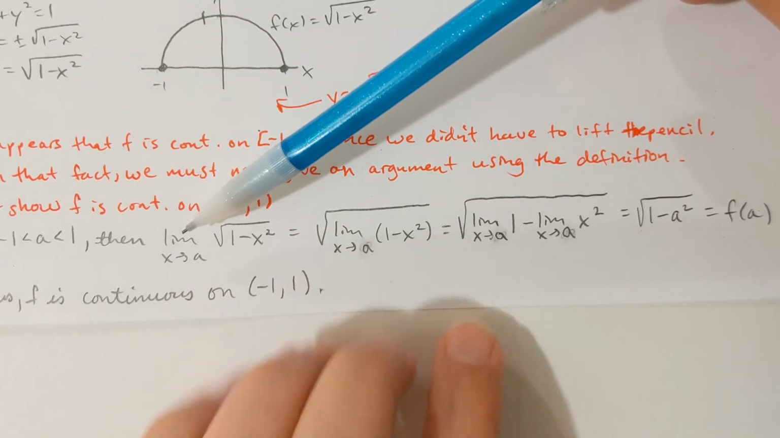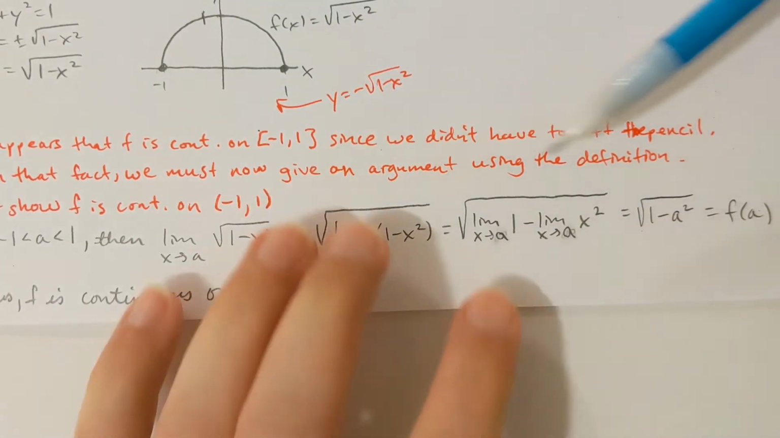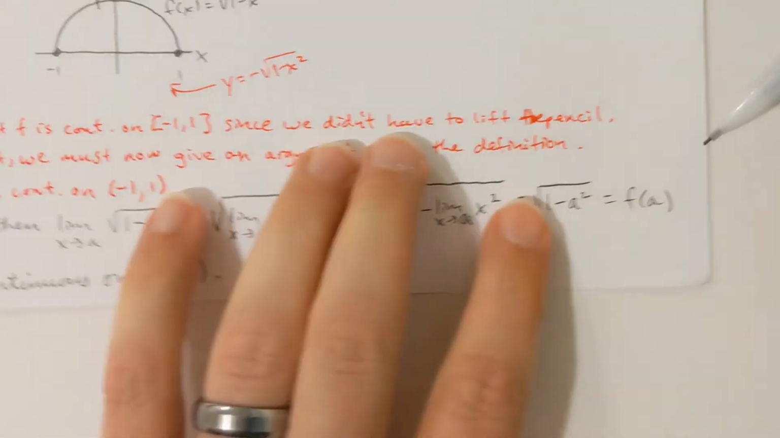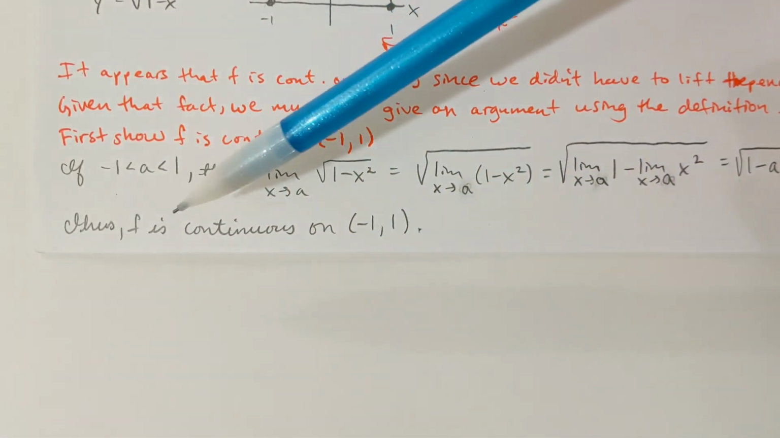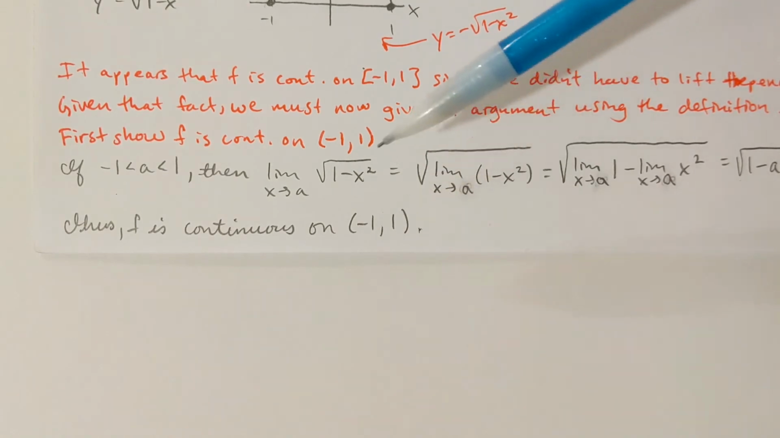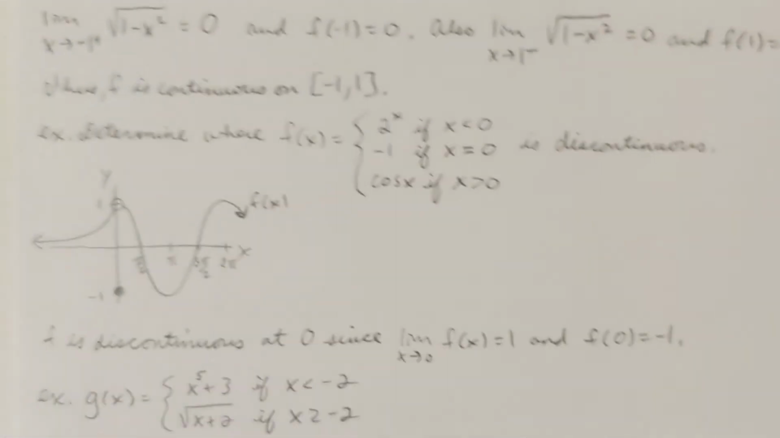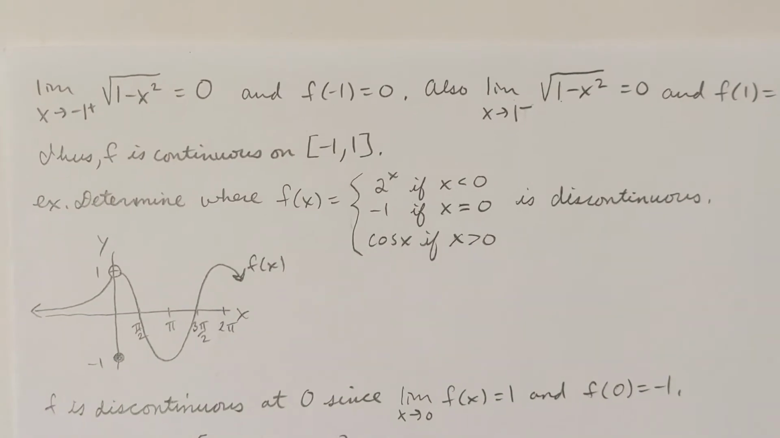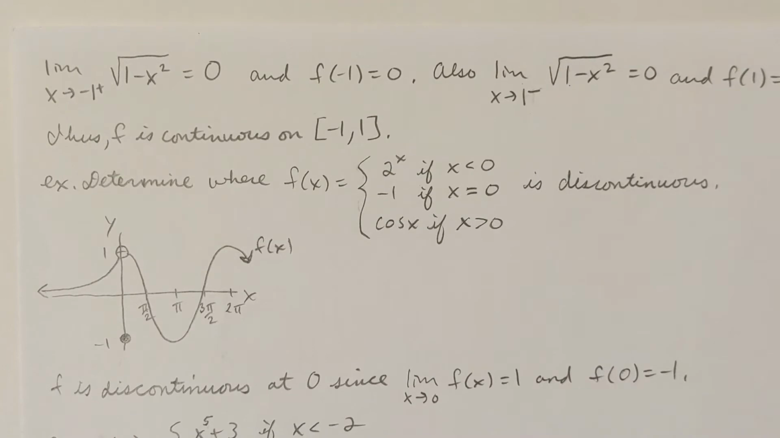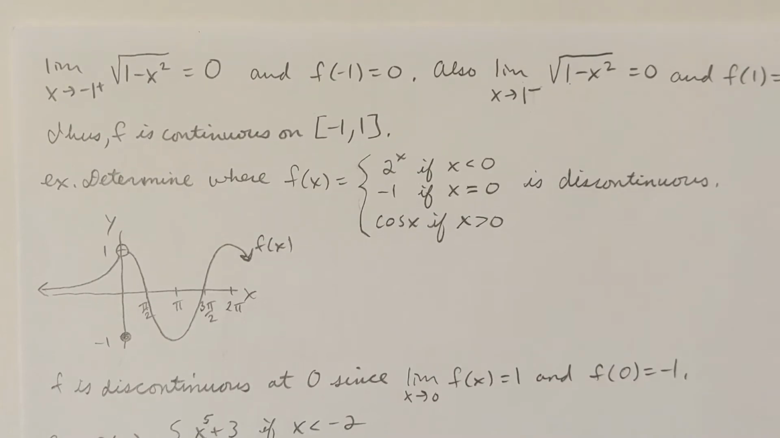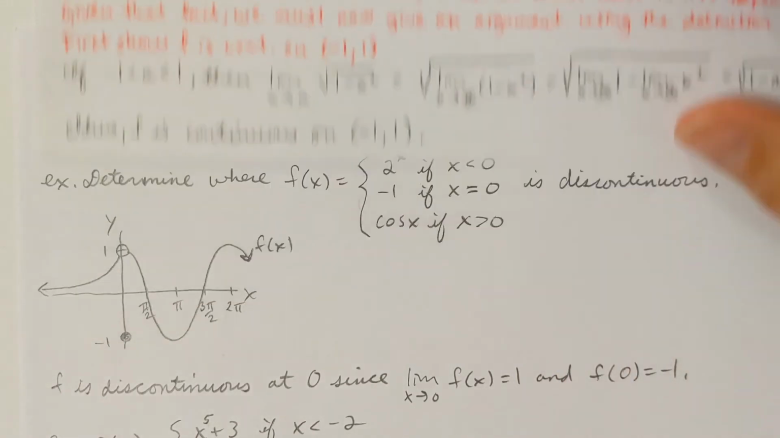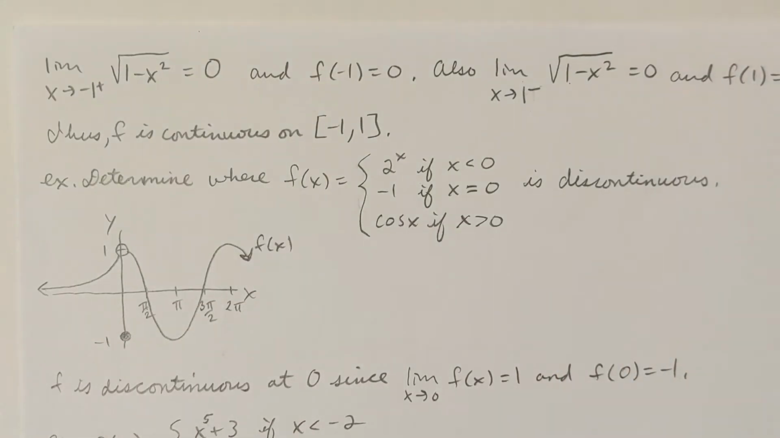I had to show that the limit as x approaches a of f of x and f of a were the same thing. I've just done that, okay? So thus, f is continuous on the open interval -1 to 1. Okay, now the next thing I'm going to do is show that the endpoints would be closed circles. Okay, and of course I can see that on this graph here, but I need to show that, by using the definition for continuity.